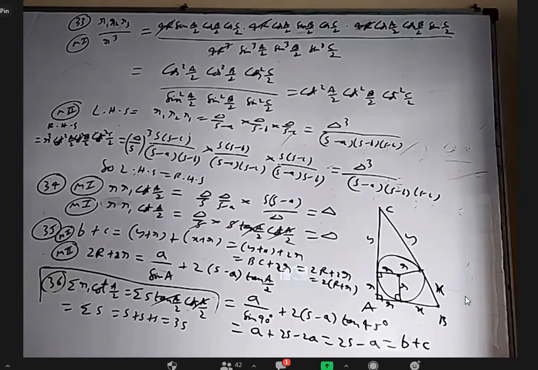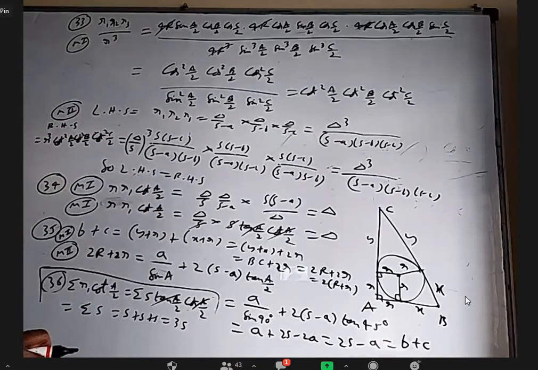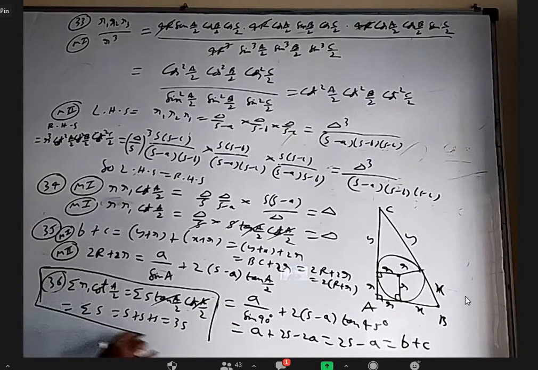I think using delta by S minus A, most of the questions you can manage. Some questions, of course, few questions like we did in the previous set, we have to use 4R sin A by 2, sin B by 2, sin C by 2, especially. I think today morning, what we have done, mostly we have to use that.